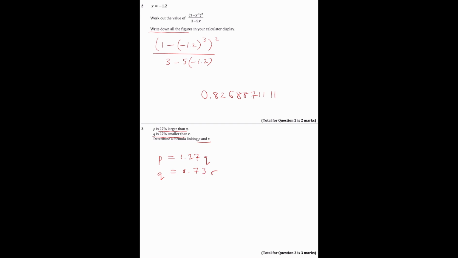So I'm just going to substitute this value of Q, which is 0.8R, into here. So 0.8R is just going to go into there. So P equals 1.2 times 0.8R, which equals 1.2 times 0.8. So P equals 0.96R. And that's the relationship there.